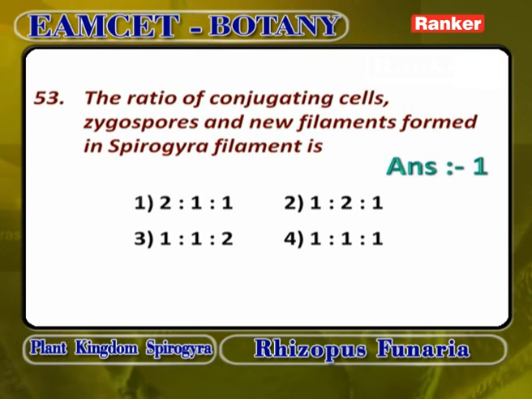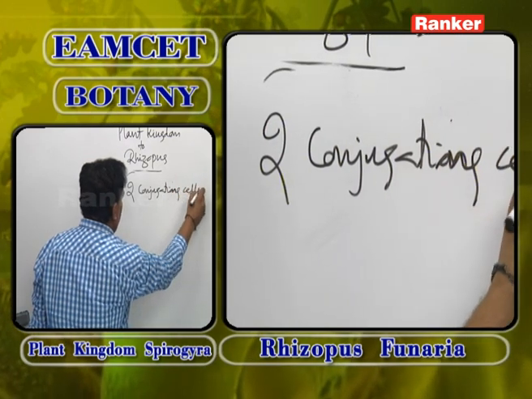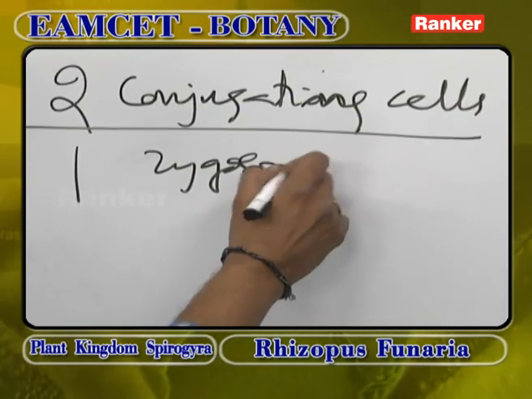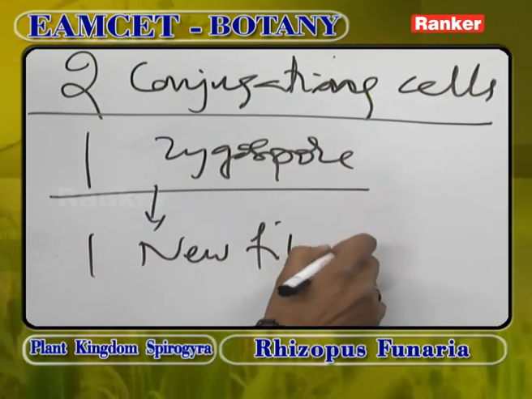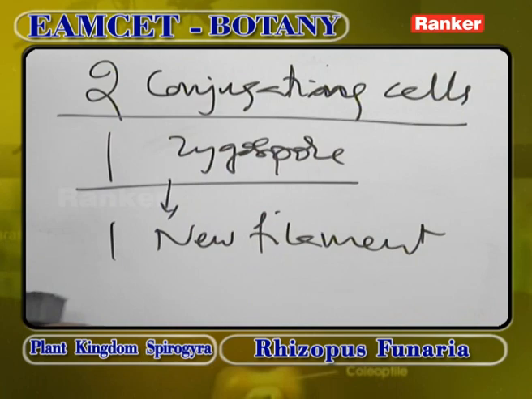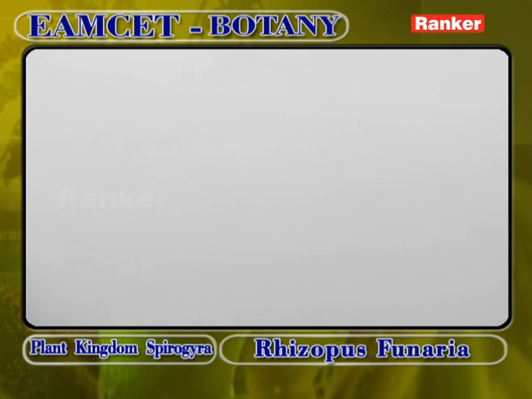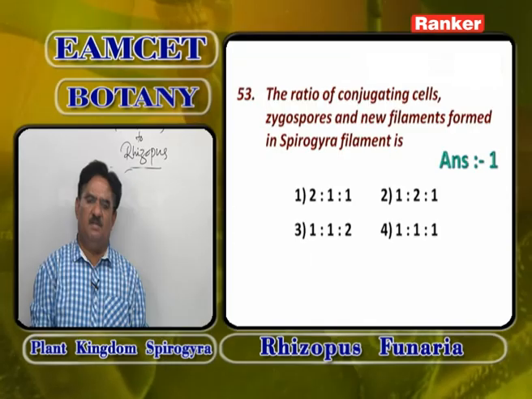The ratio of conjugating cells, zygospores and new filaments formed in Spirogyra. The number of conjugating cells is always 2. Any two conjugating cells, 1 zygospore is formed. Each zygospore produces 1 new filament. So, the ratio of conjugating cells, zygospore and new filaments is 2:1:1. Conjugating cell number will always be 2.